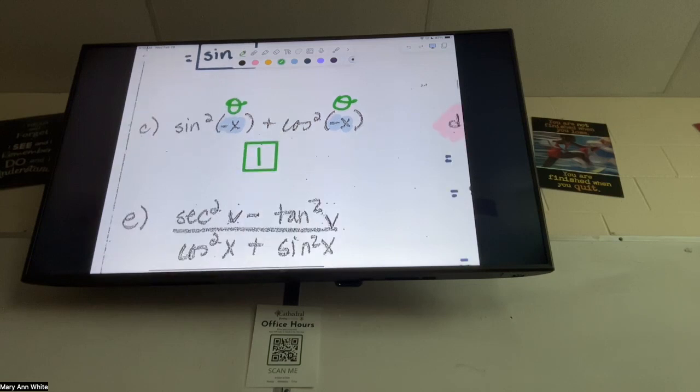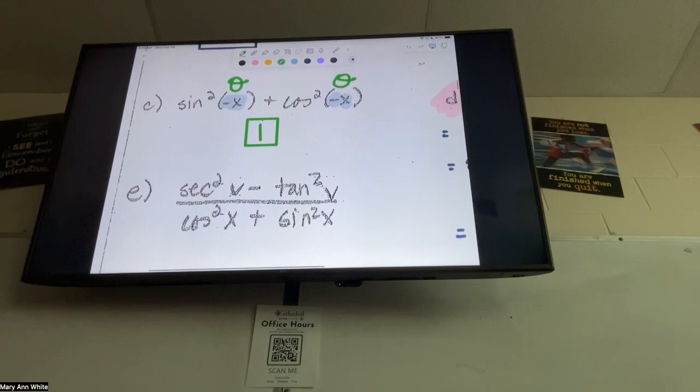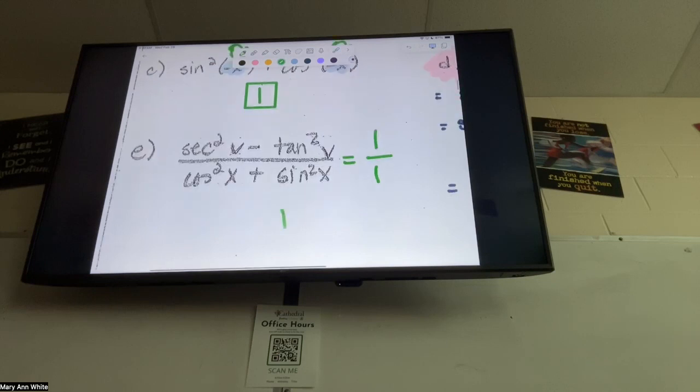Okay. Let's look at letter E. I've got secant squared of v minus tan squared v. I've got cosine squared x plus sine squared x. Anywhere on your paper, do we have anything about secant squared minus tan squared? What does that equal? 1. What about cosine squared plus sine squared? 1. What's 1 divided by 1? 1. That was fun.